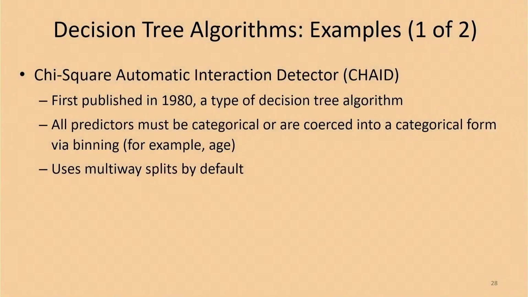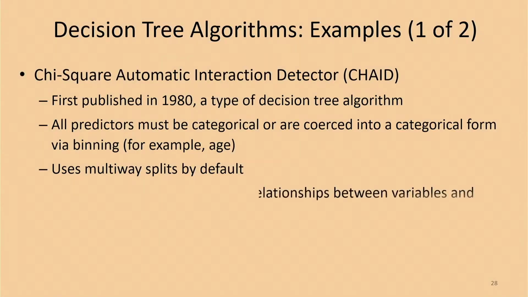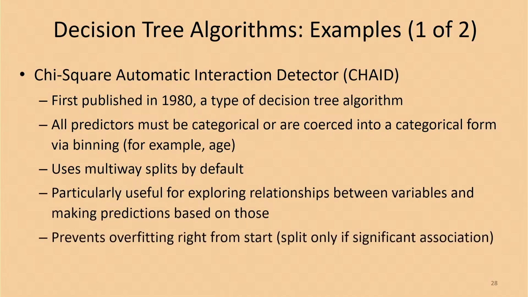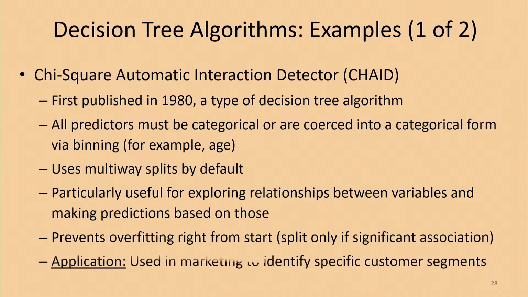It uses multi-way splits by default. By default, it's not a binary split. The multi-way split is the default for this one. So it's particularly useful for exploring relationships in variables and making predictions based on that. It prevents overfitting right from the start, and that's the biggest advantage of CHAID, because it splits only if there is significant association. Otherwise it's not going to split, which means you avoid overfitting automatically. So that's one of the biggest advantages.